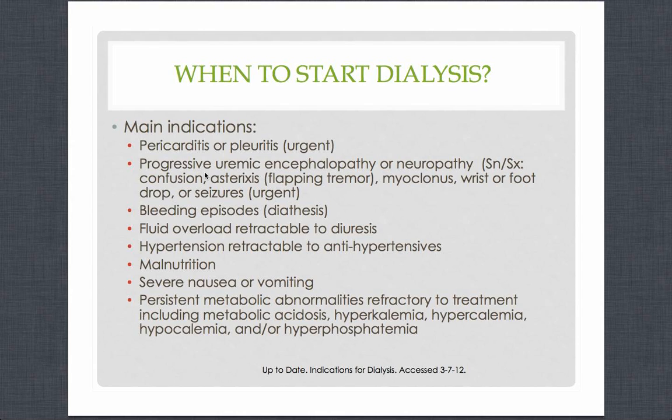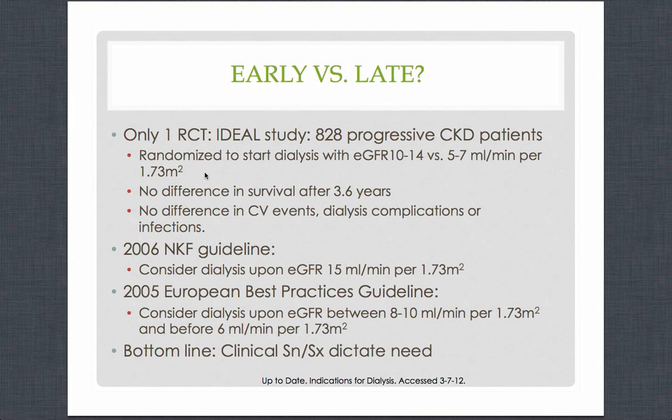And then if we have persistent metabolic abnormalities, again refractory to treatment, including acidosis, increased blood potassium that won't respond, increased blood calcium or hypercalcemia, low blood calcium, or elevated blood phosphates that we can't drop, then these are all potential indications for dialysis. There are different recommendations between the United States and Europe in terms of when is the best time to start dialysis.